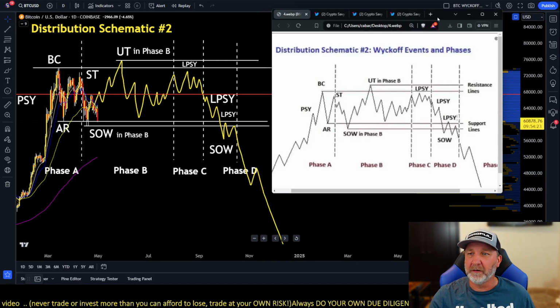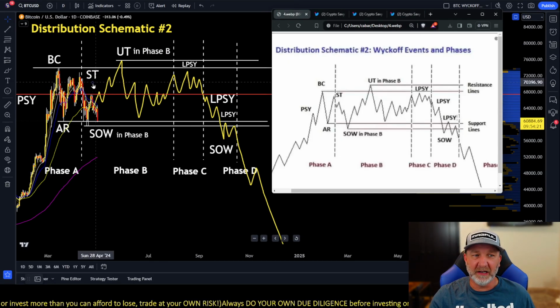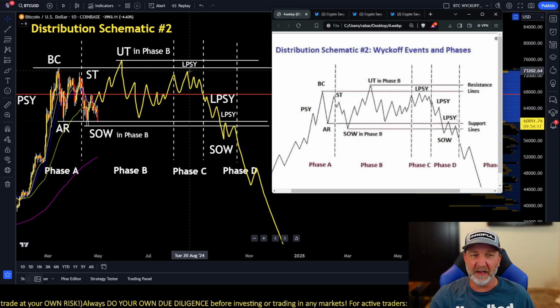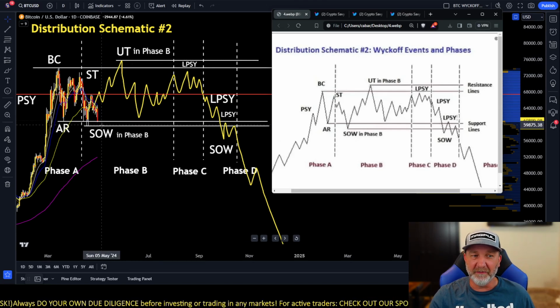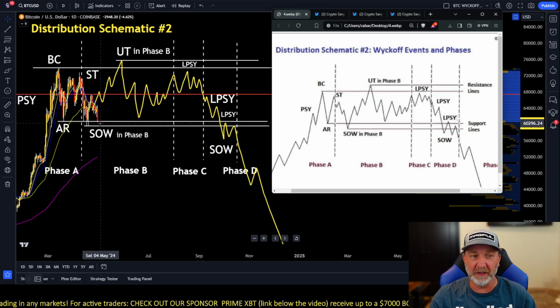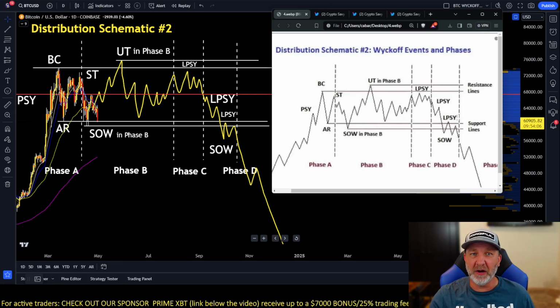Right here, right? As you can see, it is looking like a possibility, but if we break that SOW, that invalidates this, right? But if that sign of weakness holds and we do get this rally up, we could be looking for one more high, possibly. But this SOW has to hold.